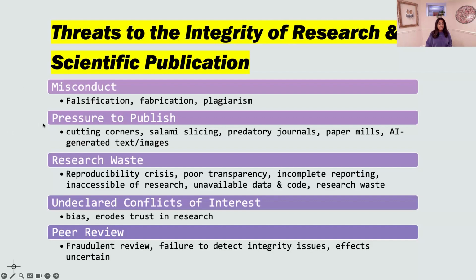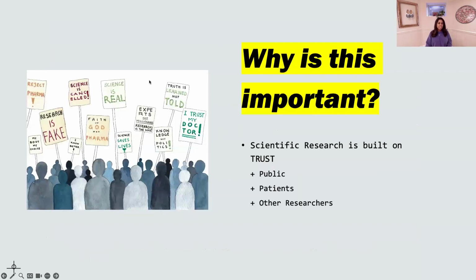Then there are undeclared conflicts of interest, and this can create bias when there are conflicts of interest present in research. And if these are undeclared, then you are not able to know that there may be bias present, and this erodes trust in research. As well, there are issues with peer review. So there's fraudulent peer review where there are peer review rings. People set up fake email accounts and invite themselves. Maybe if you're an editor, you invite yourself to be a peer reviewer on research that you've then submitted or your colleagues have submitted. Peer review often fails to detect integrity issues, and the effects of peer review are uncertain.